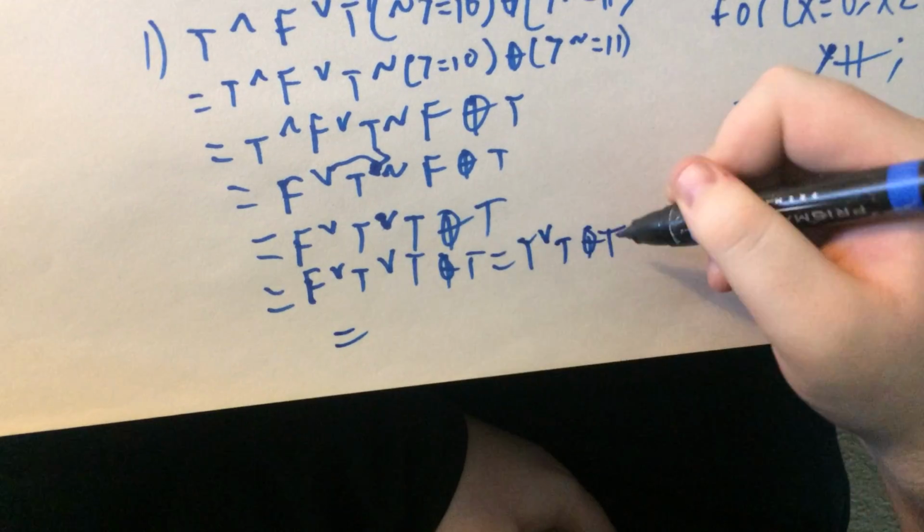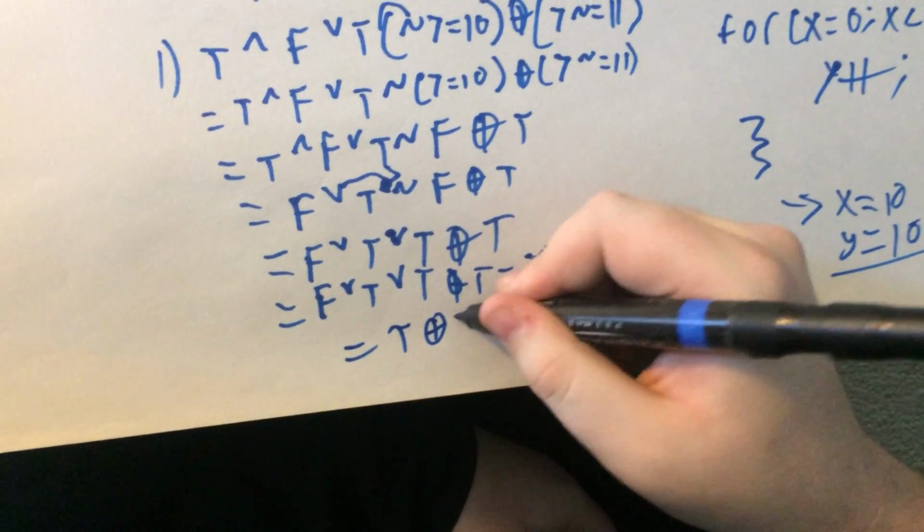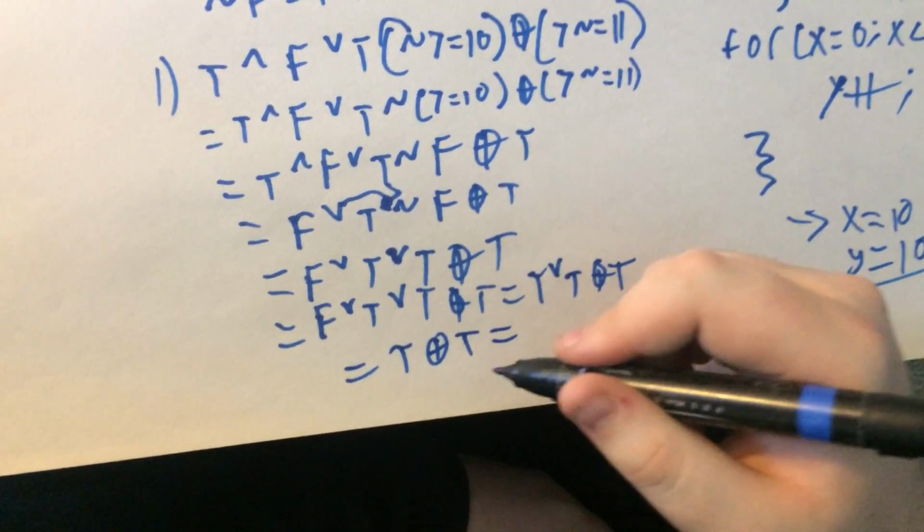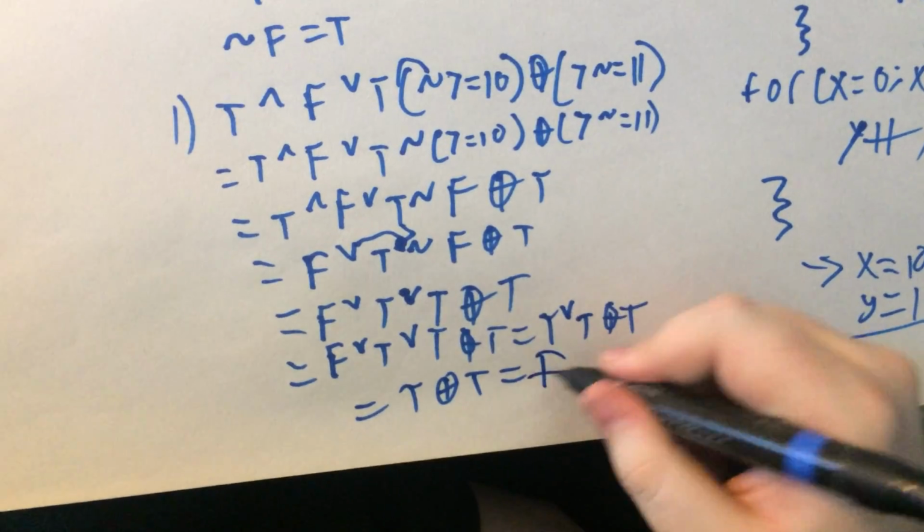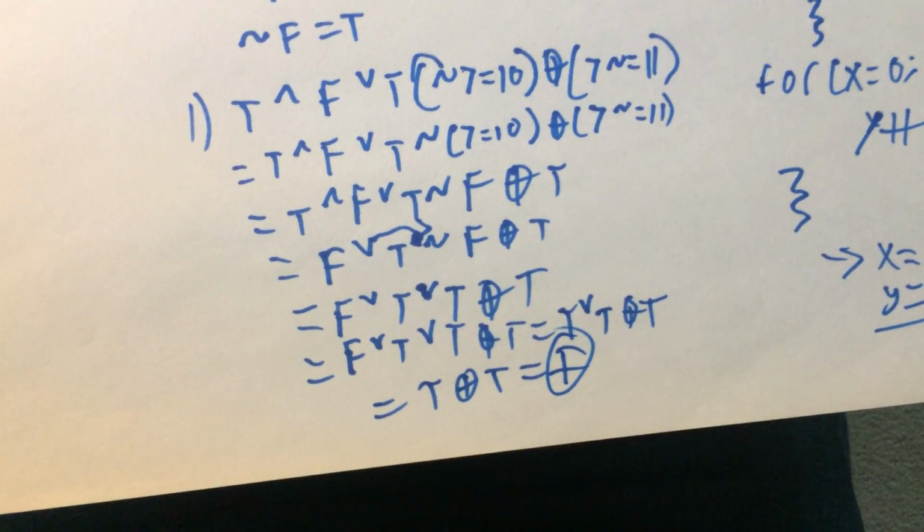We then eventually get that this is true XOR true, and we know that XOR can only be true if exactly one of them is true, so that's false. So your final answer is false. All of life has no meaning. Thank you.